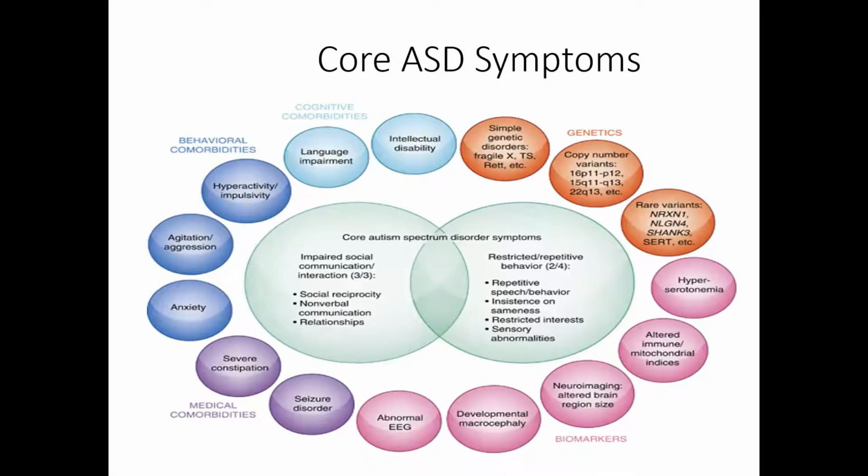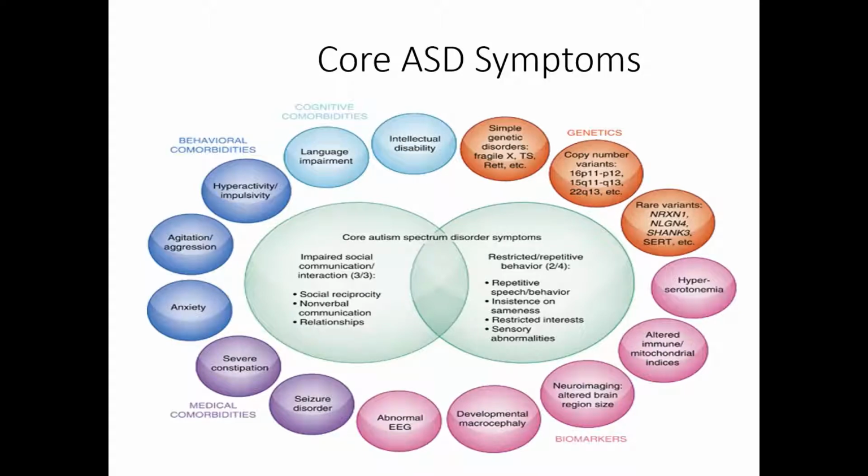So these two green circles, bubbles on the inside, list the core autism spectrum disorder symptoms. So when a diagnostician is working with a child and family, they are looking at all of these areas to determine if the child would meet the criteria of an autism spectrum disorder diagnosis. On the left side here, we have the impaired social communication or impaired social interaction. And there are three areas within that where the child would have to have challenges: social reciprocity, nonverbal communication, and relationships. So that back and forth social reciprocity, challenges with their nonverbal communication skills, and then challenges with relationship building.